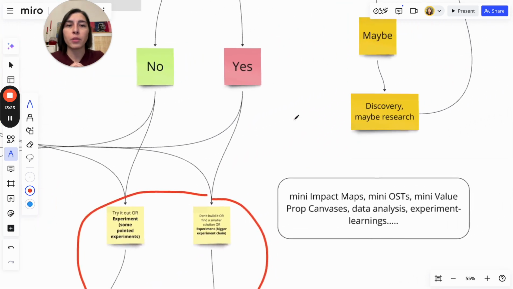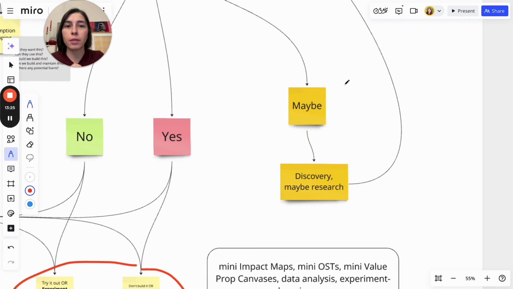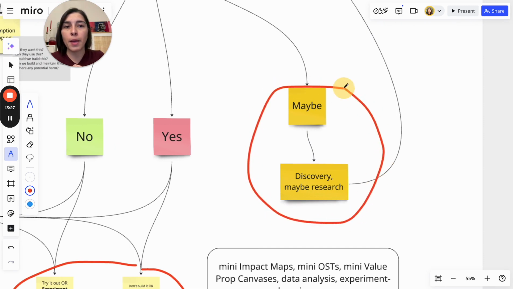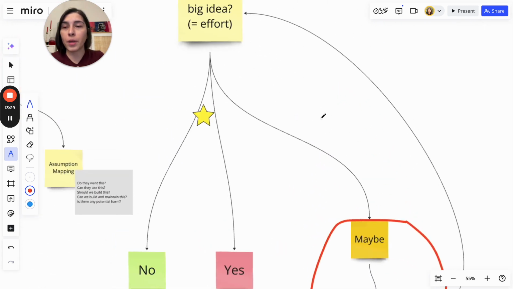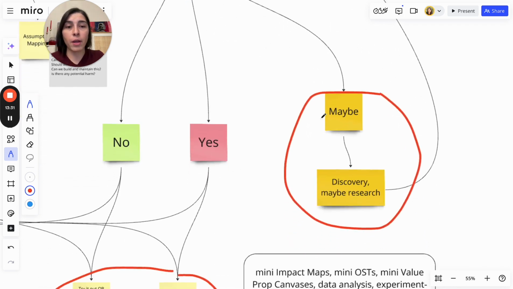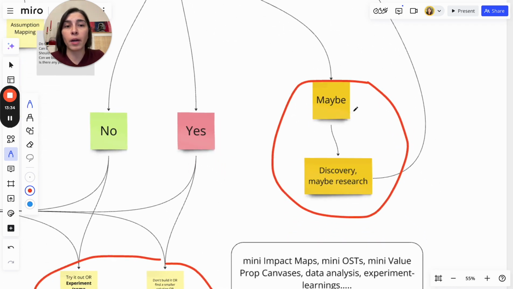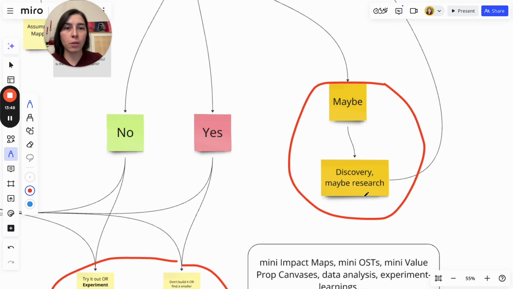The other place where you need to put some more effort is this maybe space about the effort, right? Is it a big idea, as in, do we need to put in a lot of effort? Well, here you might need to, maybe your experiments look more like we need to build a POC and see if we can actually build it, right? AI, or run conversations with stakeholders.